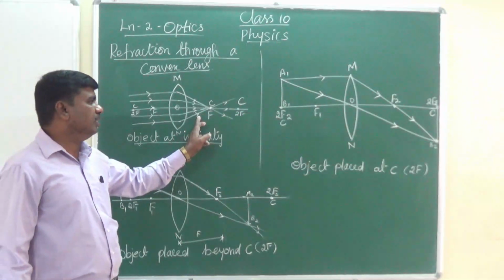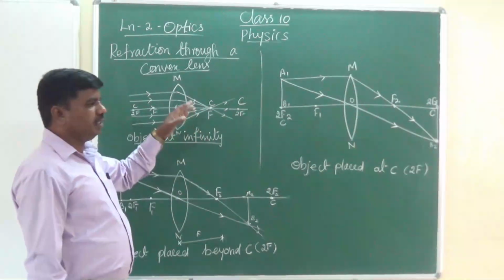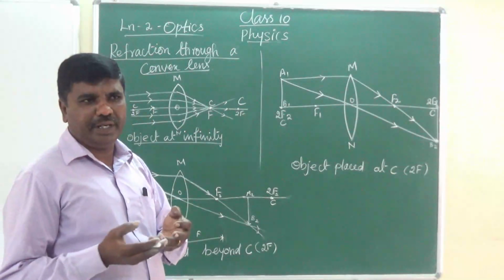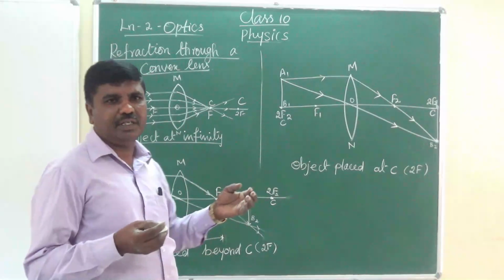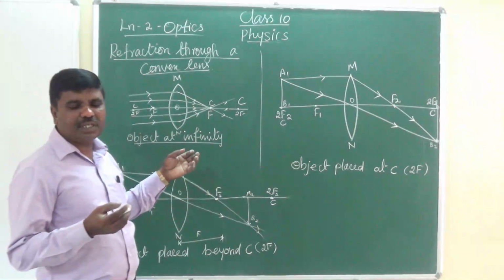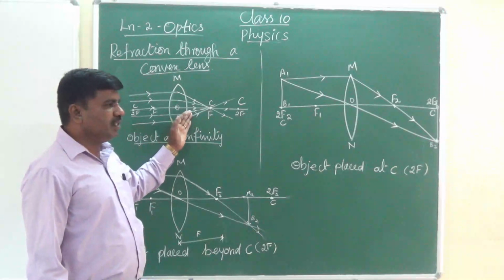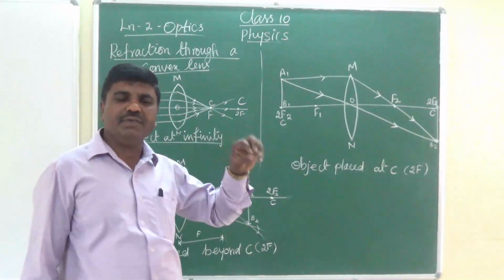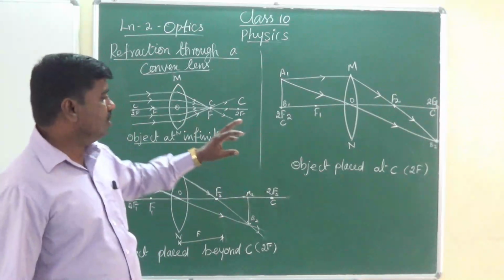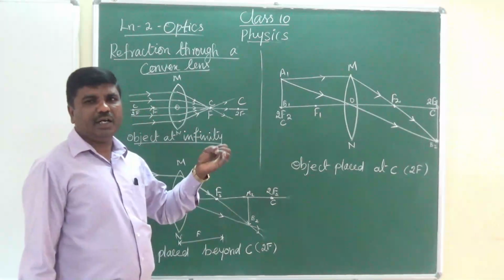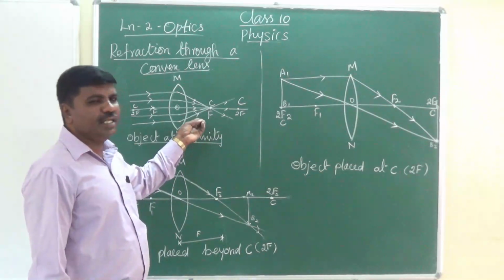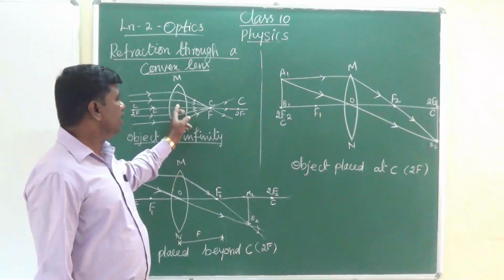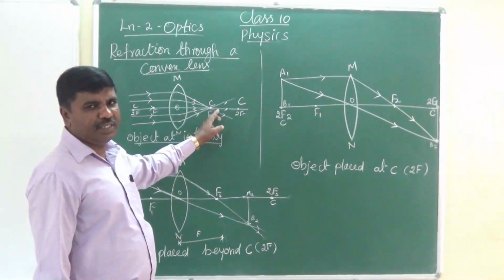I already told you. If you keep cotton or paper in the rays coming from the sun, when the rays are converged, it may easily burn, because all the rays are converging at one point. Due to that, the cotton or paper or anything may easily burn. So here all the rays are coming parallel to the lens and they are converging.